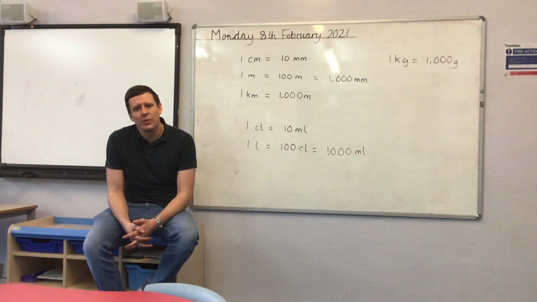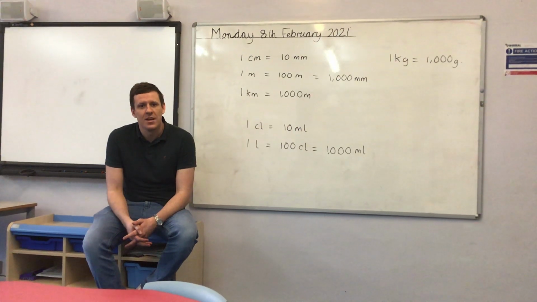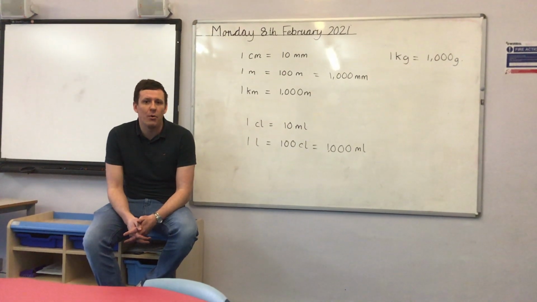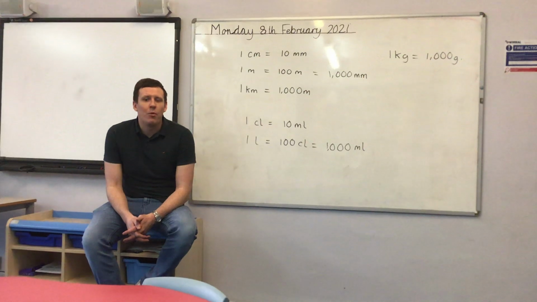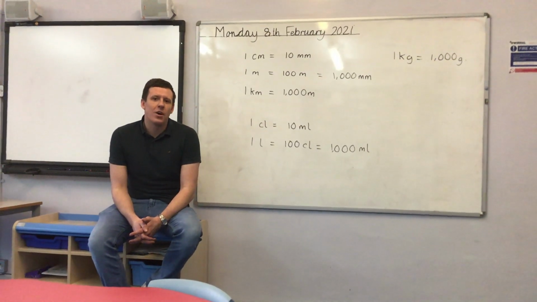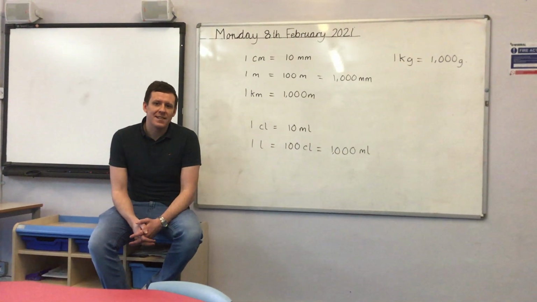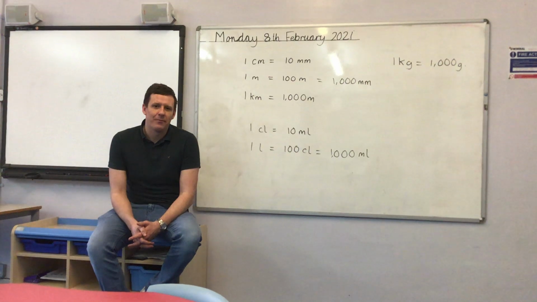Today in English, we'd like you to carry on the work that you started last week looking at limericks. Remember, those are 5-line poems, Year 5. And what we'd like you to do is draft your own limerick based on a myth that you've already read. And that myth is Theseus and the Minotaur.